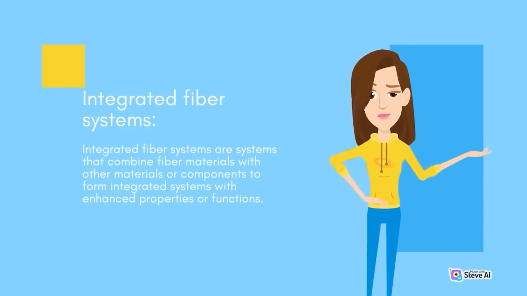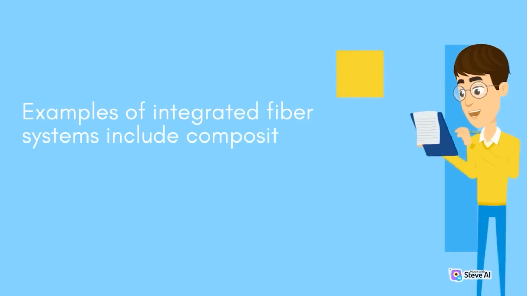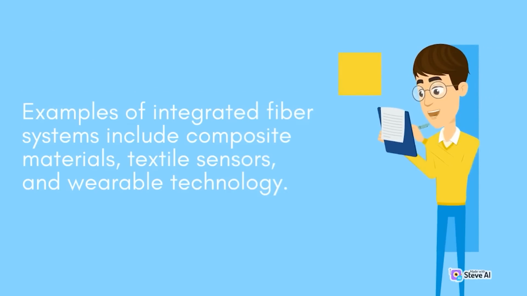Integrated fiber systems. Integrated fiber systems are systems that combine fiber materials with other materials or components to form integrated systems with enhanced properties or functions. Examples of integrated fiber systems include composite materials, textile sensors, and wearable technology.